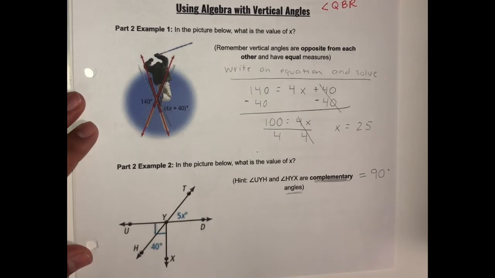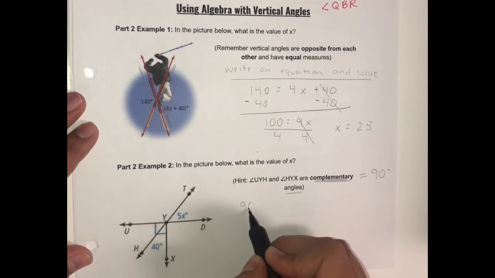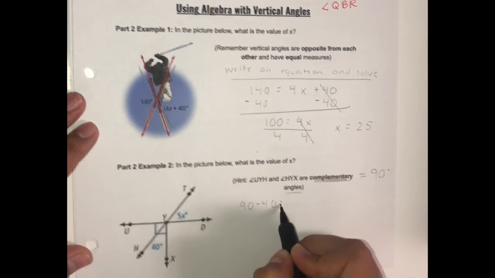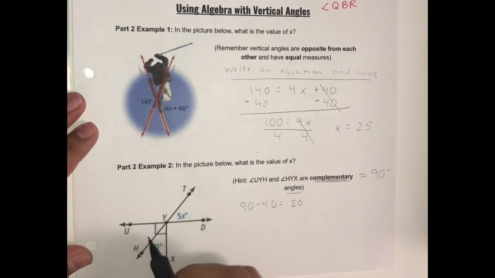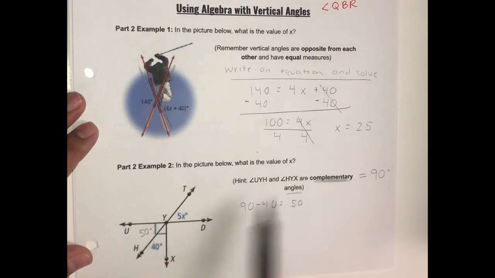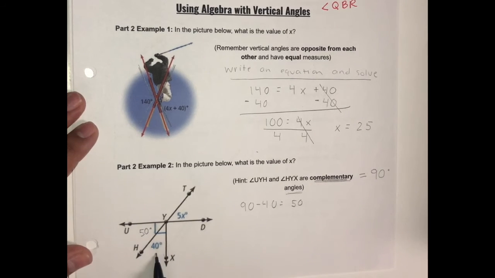We know that. So if this all together is 90 degrees, a right angle, well, if half of it is 40, 90 minus 40 is equal to 50. So we know this measure has to be 50 degrees because these two angles are complementary, meaning when added together they equal 90 degrees. Well, if we know this angle is 40 degrees, this one has to be 50.